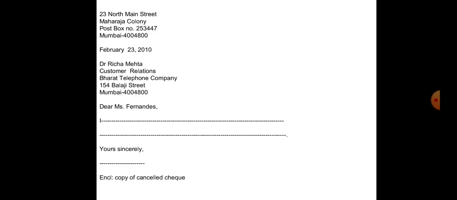Here I have shown you the example of block style format, and this way the letter is written. Just look at this example, and you can understand whatever we have discussed earlier.